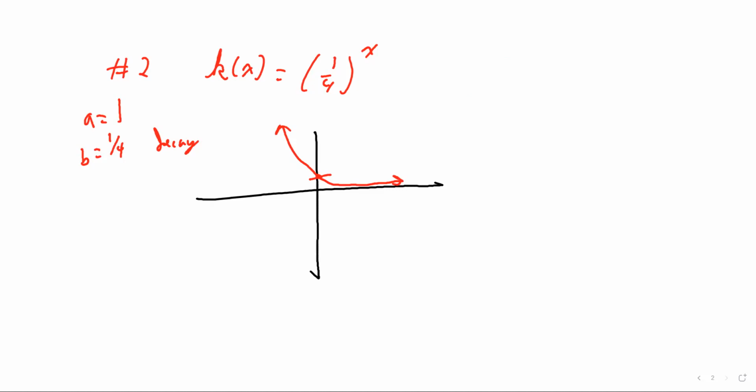Also on your homework, they might make you draw that horizontal asymptote at y equals 0. Right now, that's what it is. It's about to change here in a second. But we understand the basics of exponential functions. Okay. Yes, ma'am.